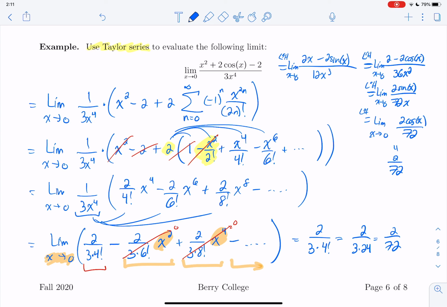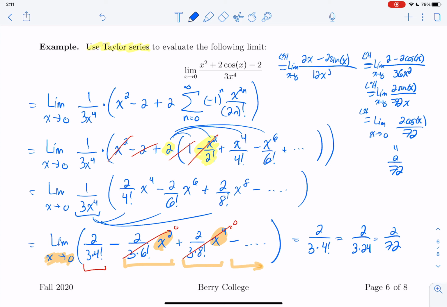So indeed, we are getting the same answer. The only difference is I didn't have to L'Hopital 4 times in a row to make it happen. So this is an interesting example that showcases our ability to use series, or the Taylor series, to determine limits we didn't otherwise have the ability to compute.